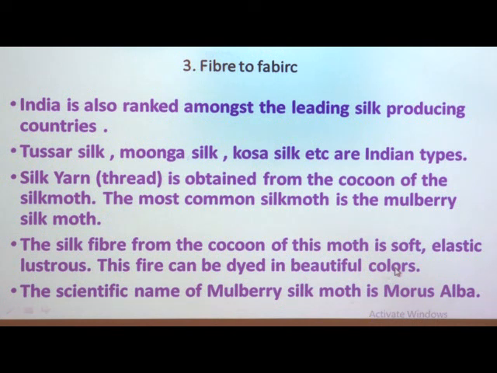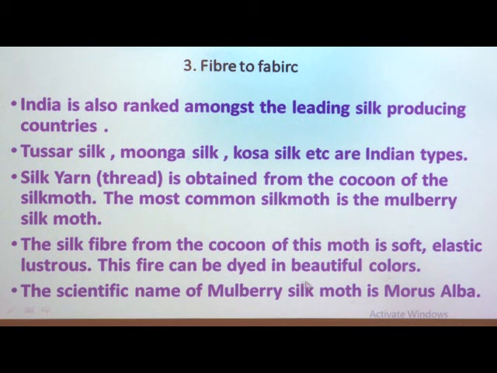So mulberry silk moths are the living organisms which give a cocoon from which we can get a very soft, very elastic and lustrous fiber. You know what soft means, and elastic also you know, but what does lustrous mean? Lustrous means shiny. So it has a particular type of shining. A very good quality of shining fiber we can get from this silk moth cocoon. So this fiber can be dyed into beautiful colors.